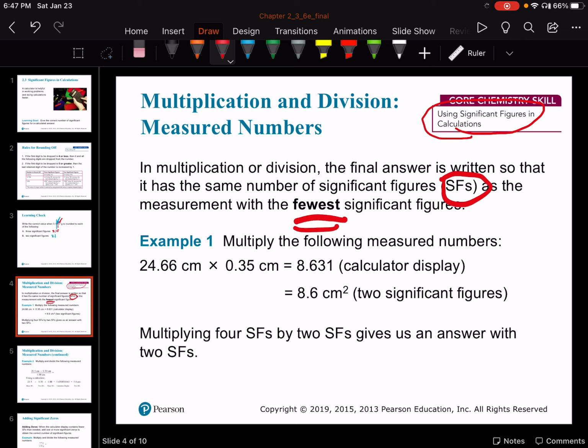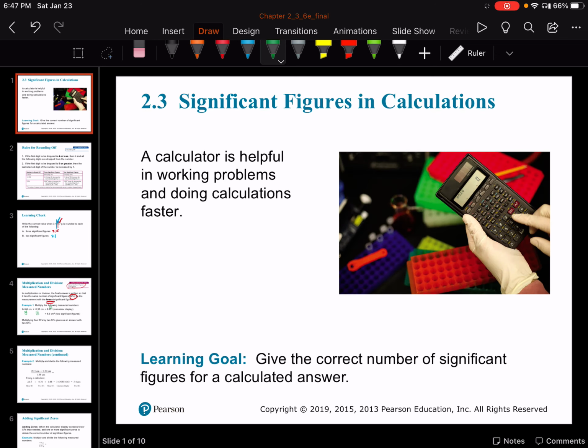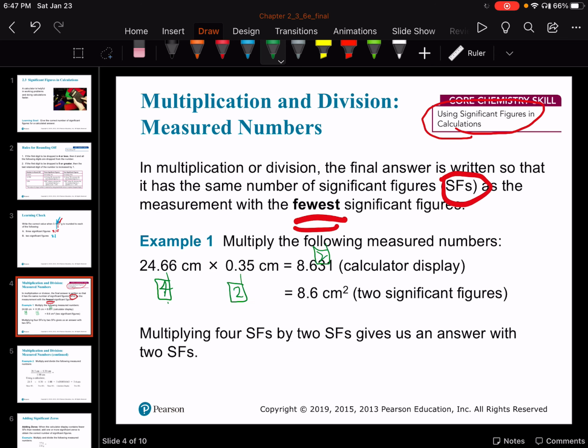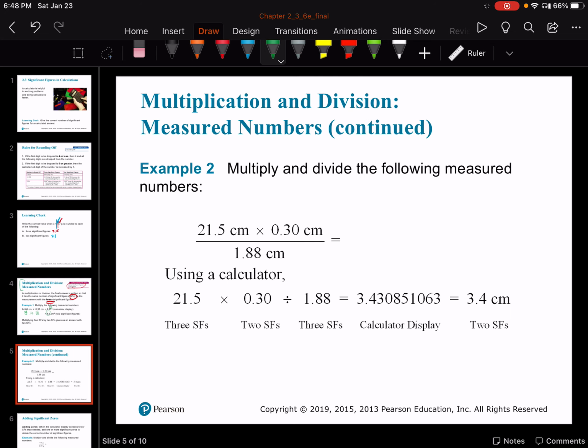So for example, if we multiply the following measured numbers, this number has 4 sig figs. This number has 2 sig figs. And so the answer can only be reported to 2 sig figs, because 2 is less than 4, and so we're going to go to the lesser of the two. So this has to be reported to 2 sig figs, so we report that as 8.6. All right? So that's for multiplication and division. And frankly, I think that's easier than addition and subtraction.